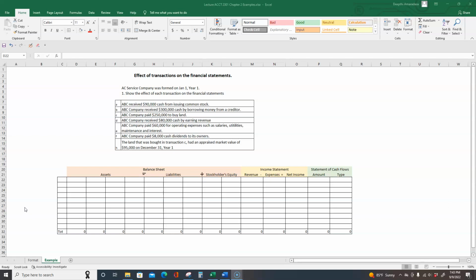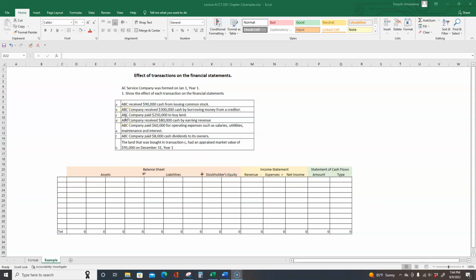Just as we were formed on January 1st, year 1, before any of this transaction occurred, all the accounts have zero balances. All the asset accounts, liability accounts, stockholders' equity accounts, revenue accounts, and expense accounts all have zero balances because the company has never had a transaction before. The very first transaction is transaction A. So let's take a look at that.